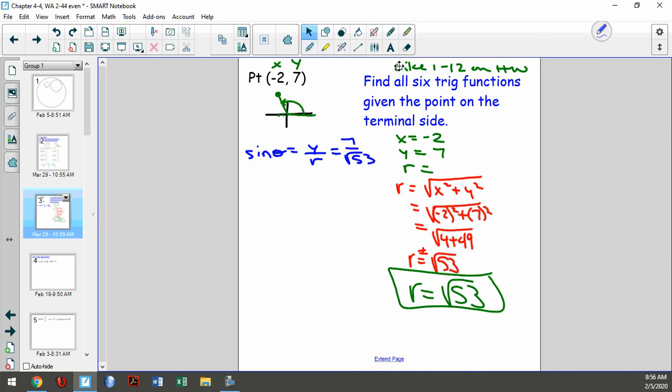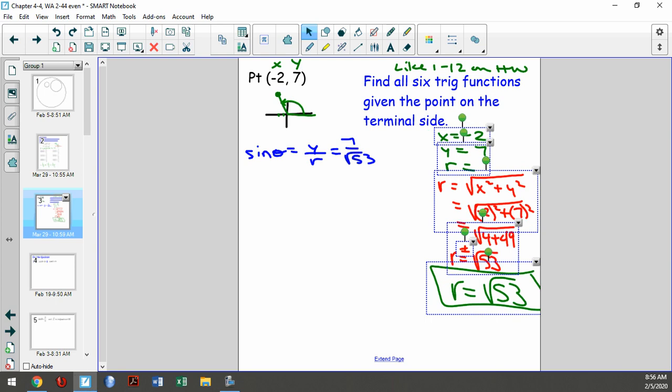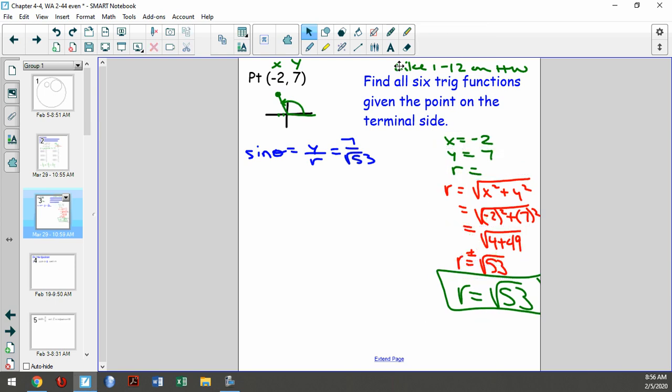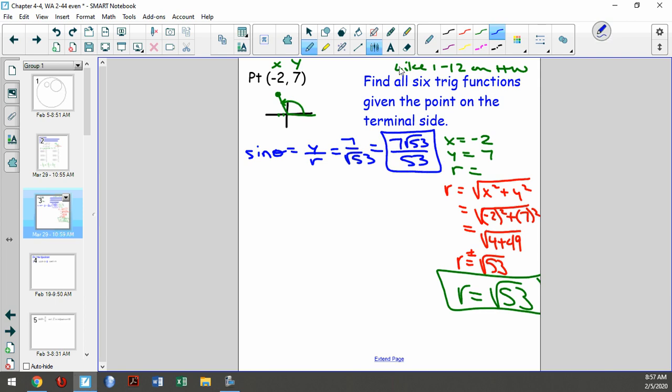Do I like that? I absolutely do not like that. I need to rationalize that. So if I rationalize that, that's 7 square roots of 53 over 53. Do we all understand that, yes or no?